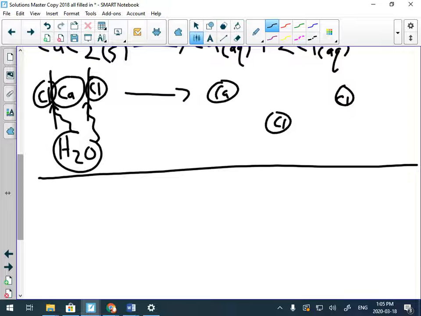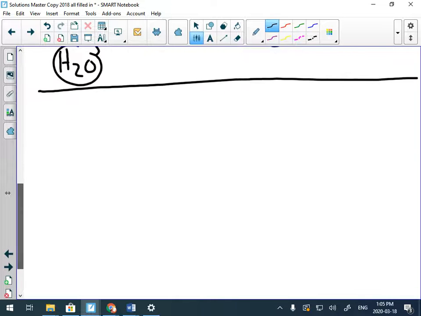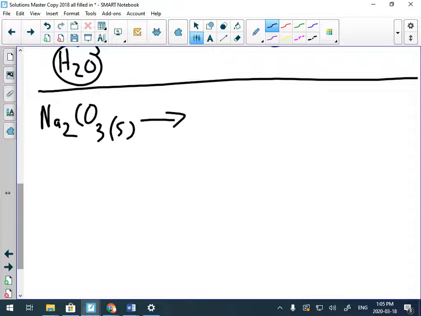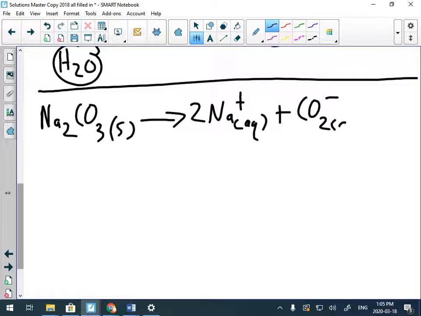Now, let's say you had a big polyatomic. Polyatomic ions stay together, like sodium carbonate. Checking our solubility table, they are very soluble, so you get 2 sodium ions and a carbonate ion. We don't break up our polyatomics into a bunch of little CO3. CO3 2 negative. We don't break up our polyatomics into smaller things.